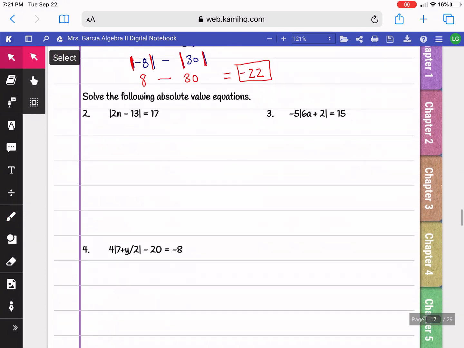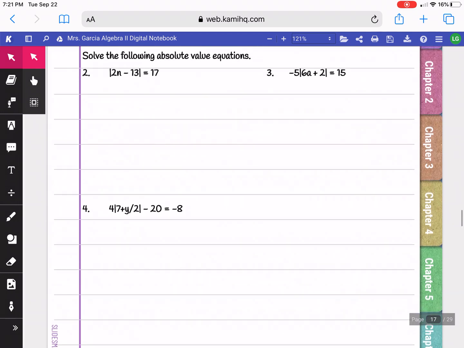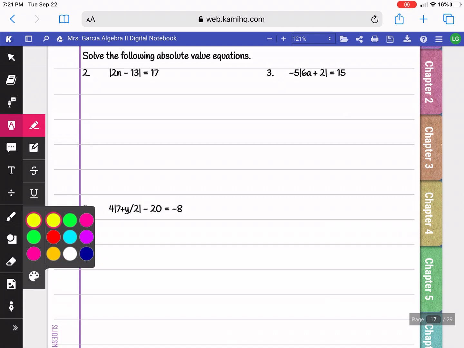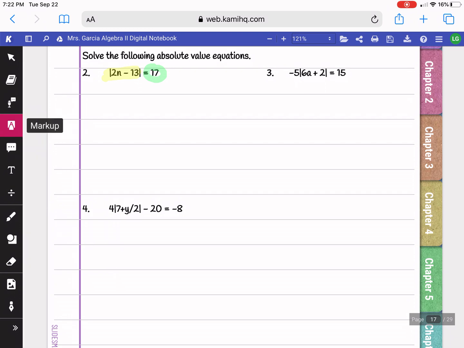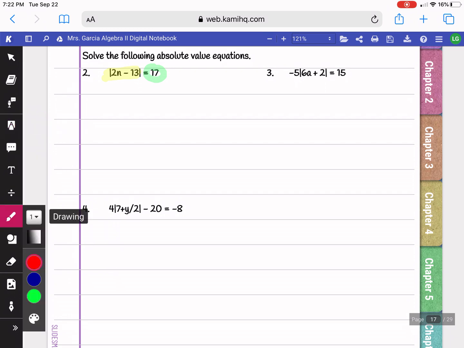This next section, we're going to practice solving absolute value equations. So remember, your first step is to isolate your absolute value. In other words, you want it to be by itself. On question 2, the absolute value is already isolated. So then we check what kind of number it's equal to. Here it's equal to a positive number. So that means we are going to have solutions to this problem.